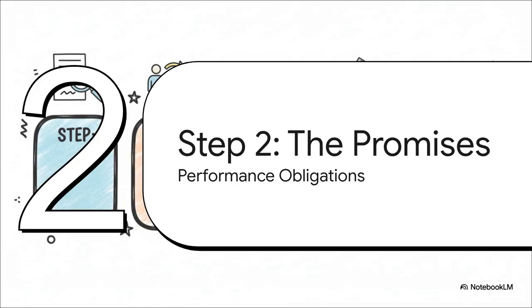Okay, so we've got a legit contract. Now we look inside that contract to find the specific promises we've made to the customer. In the language of IFRS 15, these are called performance obligations. Really, this is all about breaking the contract down into its core promises.